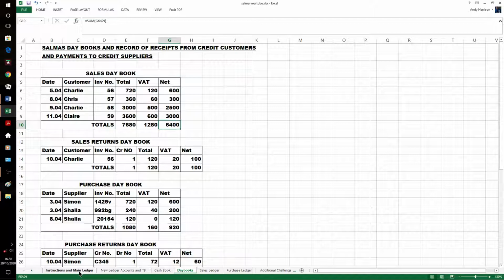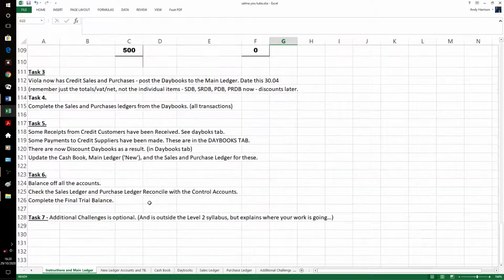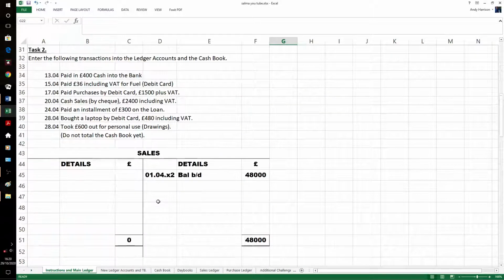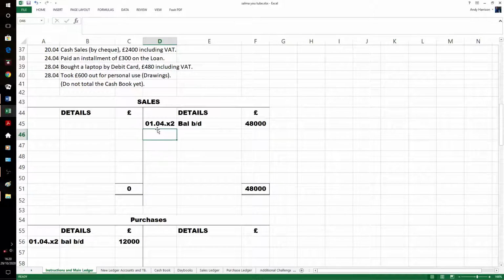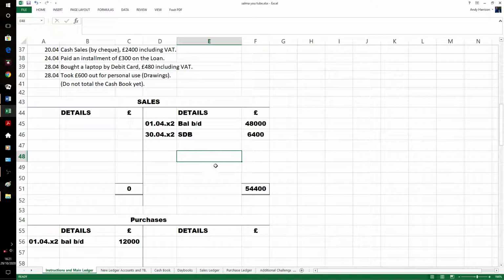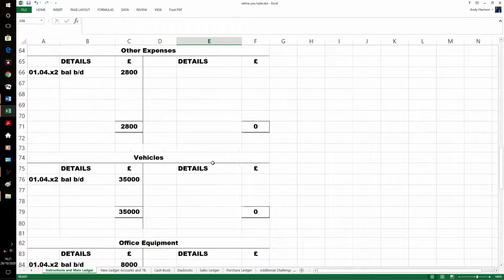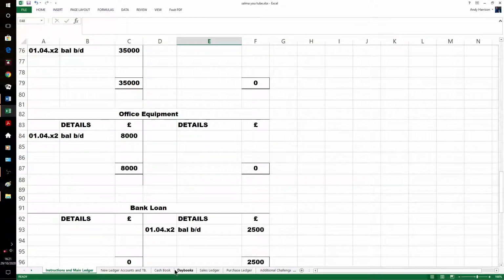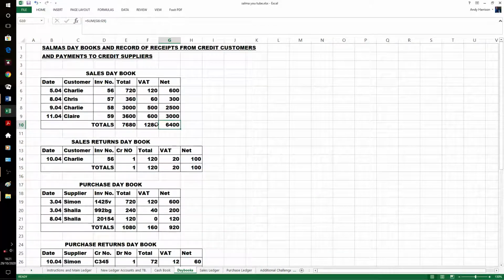Sales account was actually just under capital, so here we go, 30, sales day book, 6,400. The VAT on it was 1,280. Doesn't have to be, of course, 20%. It could be selling a mixture of items.